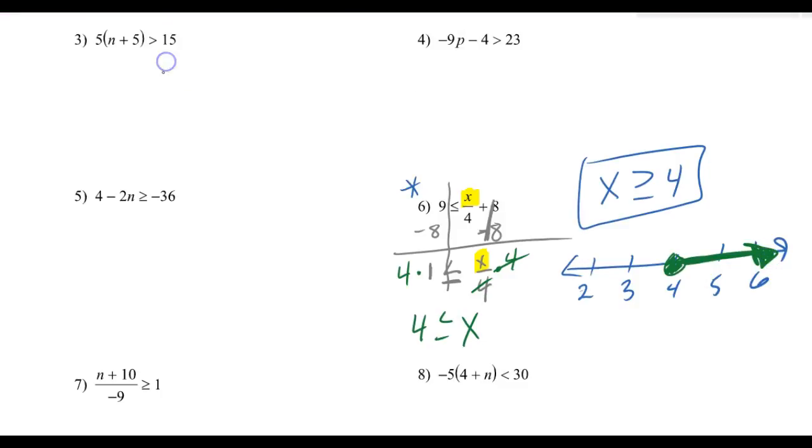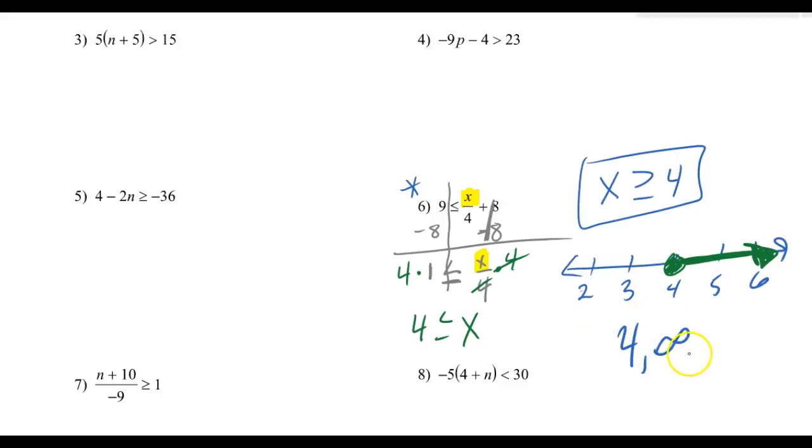Finally, the last thing I asked you to do was to write this in interval form. Interval form is basically the range of the numbers that could fit for the inequality. Since it's a greater than, I'm going to start with my number 4, and I'm going to the right forever, which is infinity.